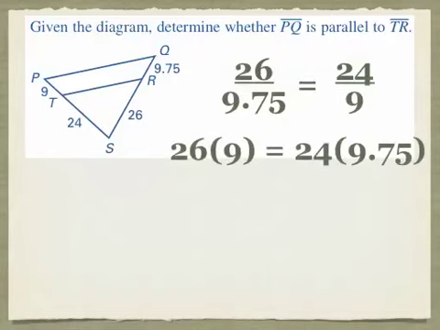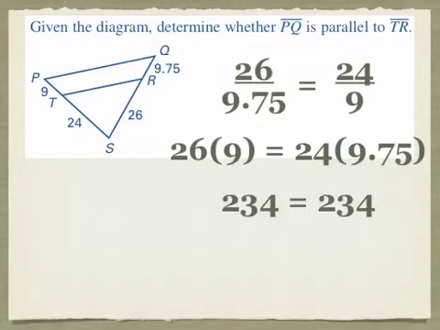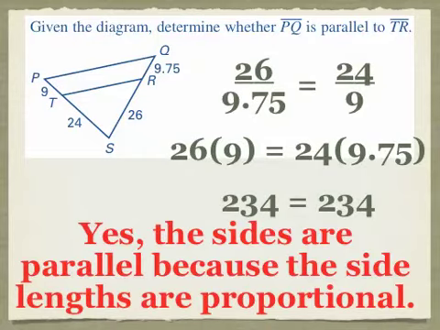This would be 26 times 9 equals 24 times 9.75. Go ahead and multiply those out, and when you do, you get 234 equals 234. That is an identity, which means that the two sides are proportional to each other, which tells us that, yes, the sides are parallel because the side lengths are proportional, and we were using the converse of the triangle proportionality theorem.